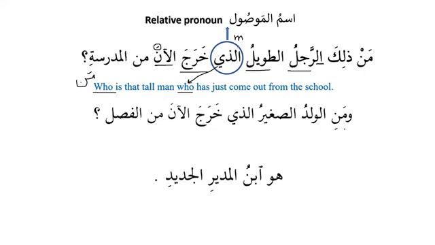This one is used for masculine, as we can see over here. Ar-rajulu is masculine, so that's why the Ismul Mawsul that we are using for this is also alladhi, which is also for the masculine.